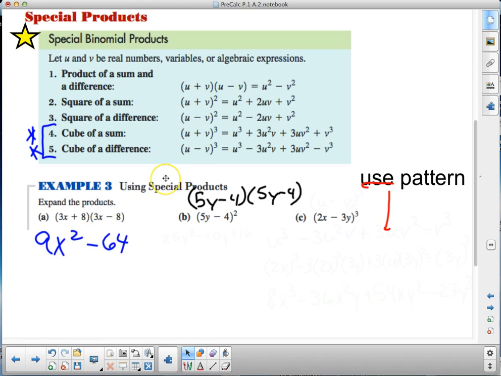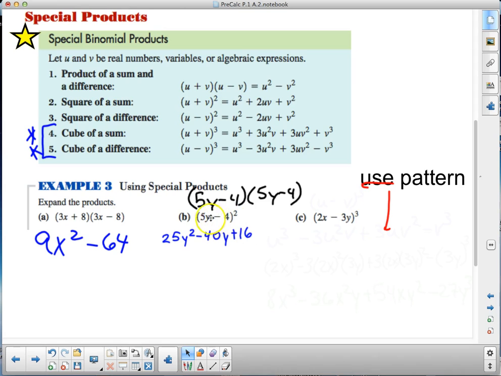Now, did I have to use that pattern? Nope, I didn't. I could have gone first, outside, inside, last, and got her done. I can do the same thing here on this one. But because I'm using the special products, I have the square of the difference.